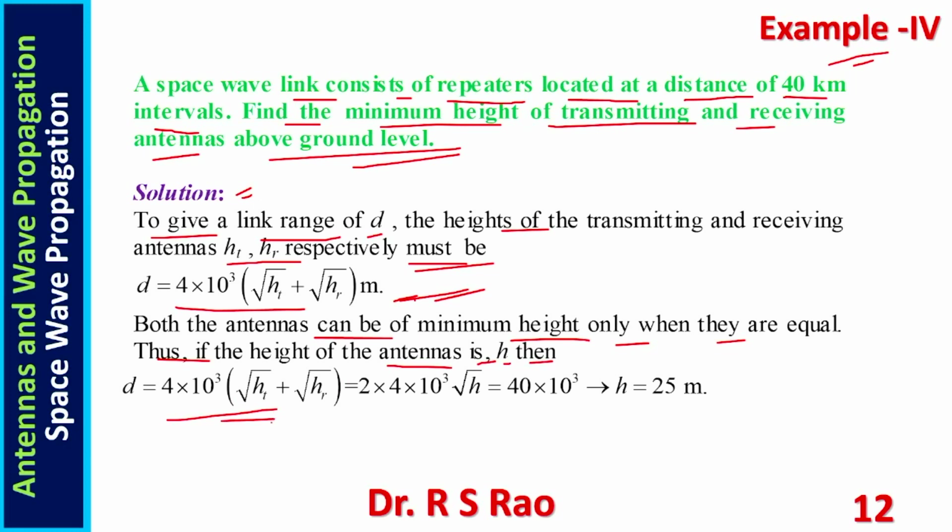Here, it is given that we need the minimum height of transmitting and receiving antennas. This minimum happens when the heights of the antennas are the same. Let us suppose the height of each antenna is H. Then D becomes equal to 4 into 10 power 3 into 2 into root H. Solving this relation, D is given as 40 kilometers. D is available, only H is unknown here. We get H as 25 meters.